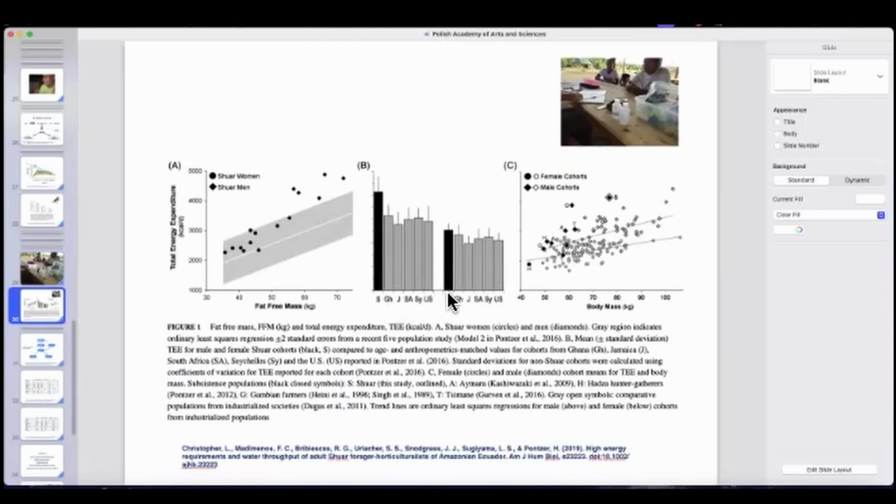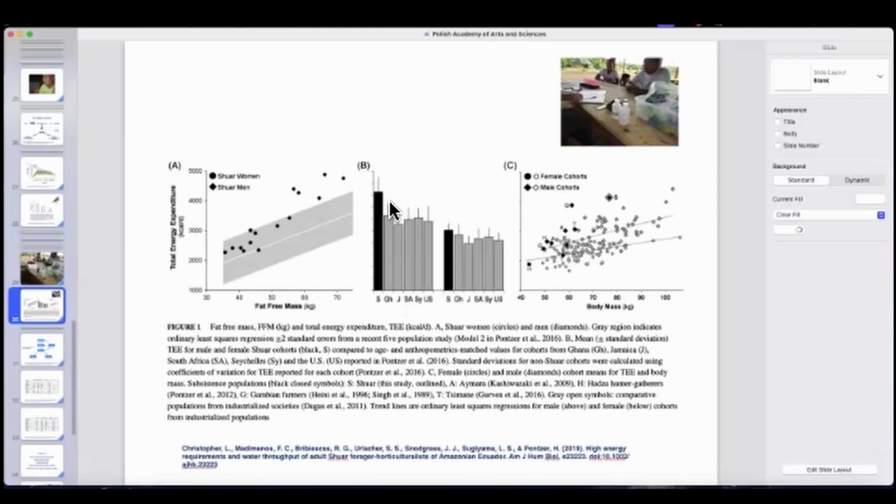Here are the Shuar in black, and these are various other populations. Here's US, I believe South Africa, I believe Ghana, and a few others. And you can see the Shuar are much, much higher, especially over here with males. And so if we were to see any aspect of oxidative stress, it would be among the Shuar because they have such high metabolic outputs and their aerobic capacity is so high.